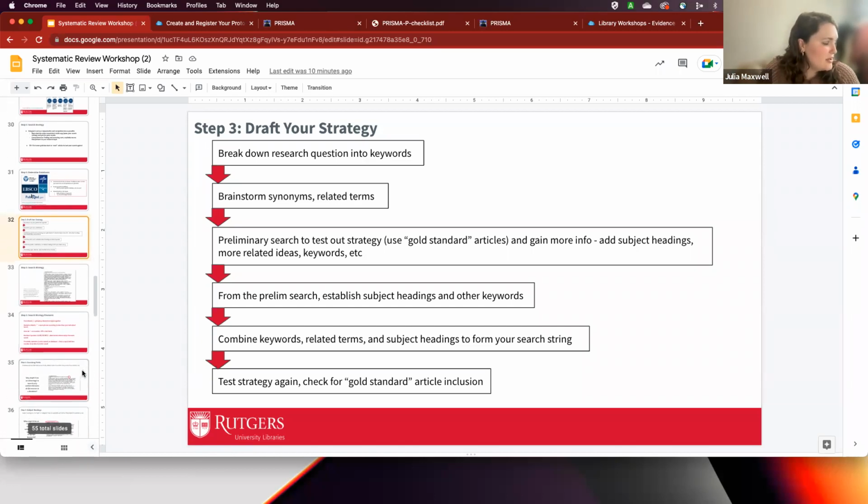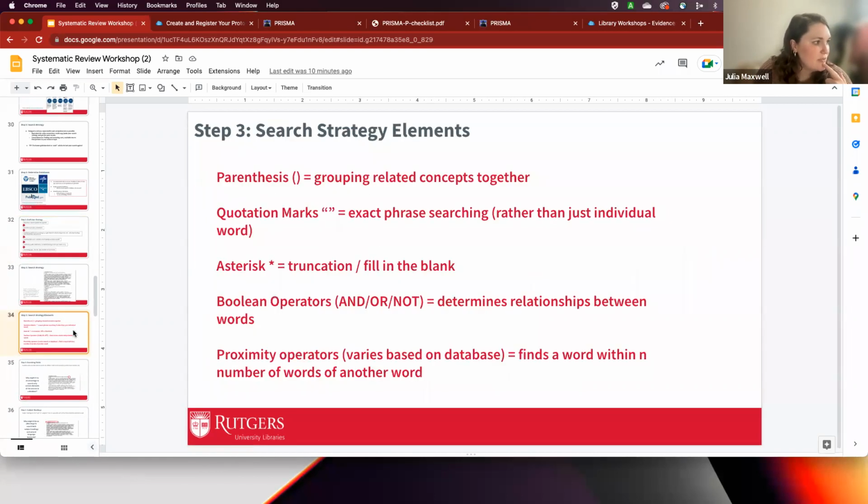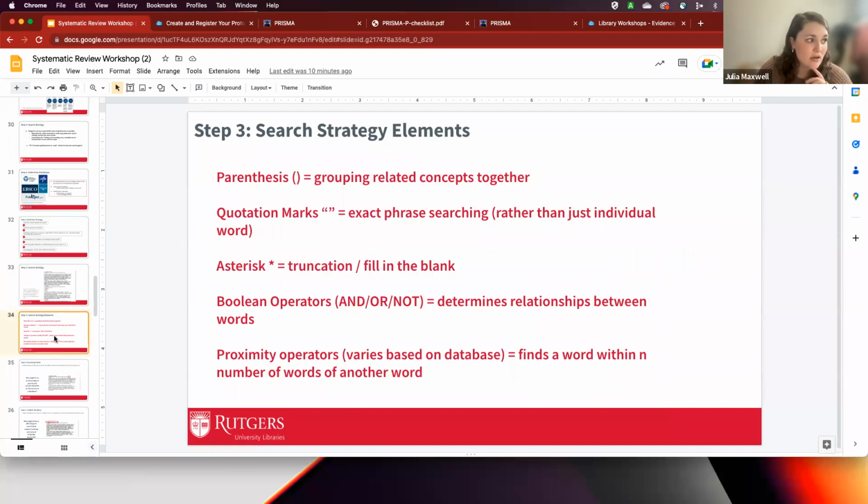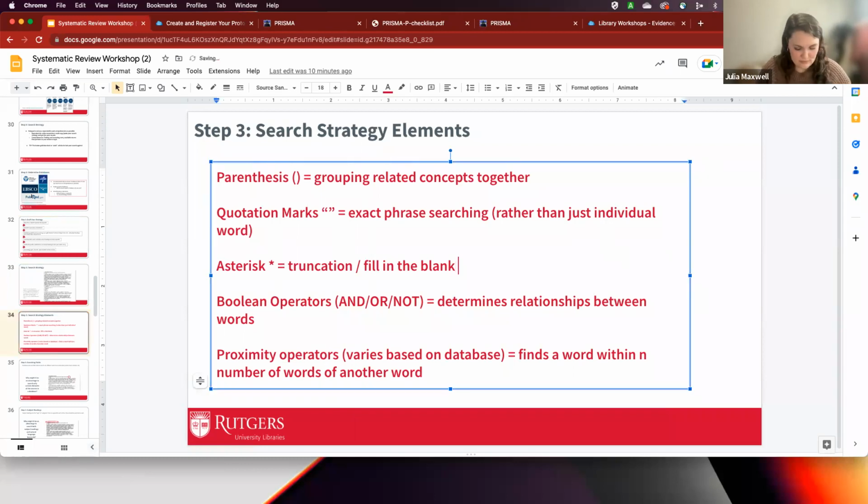Just to briefly touch on a couple of the things that might be in a search strategy, we have things like parentheses, which group different ideas together. We can see, this crop loss one, it's all in one parentheses group. Quotation marks are searching exact phrases. I'm sure some of this is familiar to y'all. Asterisks are fill in the blank. So if you type in a word with an asterisk, it fills in the blank where the asterisk is.